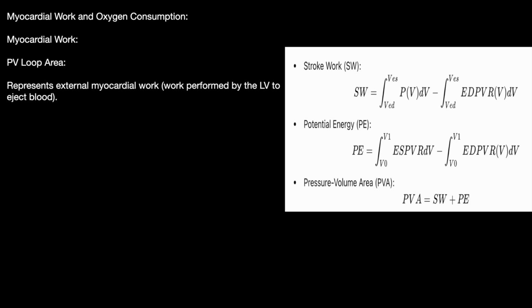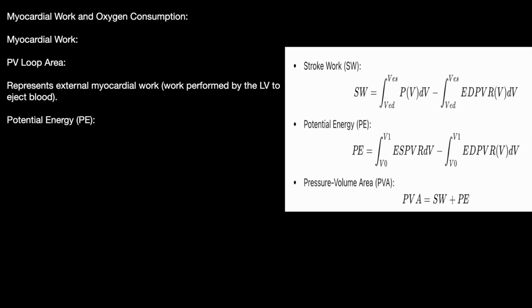There are three types of things over here. The first is the stroke work, the potential energy, and the pressure volume area. So first is the myocardial work. The PV loop area gives us the myocardial work, which represents the external myocardial work, that is, work performed by the left ventricle to eject the blood.